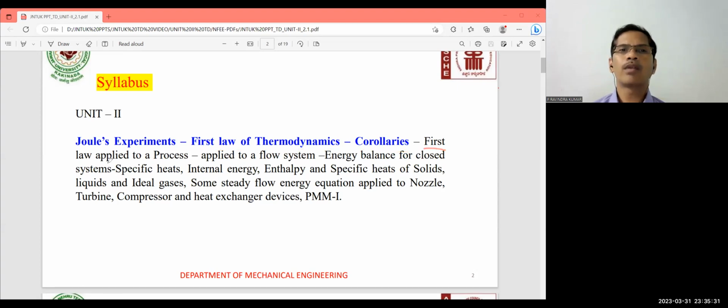First law applied to a process, that is a constant temperature process, constant volume process, isothermal process, polytropic process, adiabatic process. So this is how you need to apply the first law of thermodynamics to the various processes. Next, energy balance for a closed system, the specific heats, what is meant by internal energy, enthalpy, and the specific heats of solids, liquids, and gases. So this is the syllabus of the first law of thermodynamics.